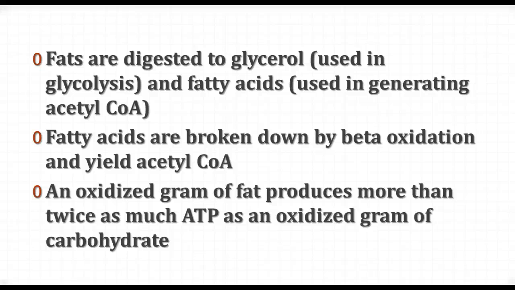Fats are broken down to glycerol, which is also part of glycolysis. Fatty acids can be used to generate things like acetyl-CoA. Fat actually produces more energy, about twice as much ATP as carbohydrate, but it produces other compounds that are not as useful to the cell, and so the carbohydrate metabolism is much more beneficial.